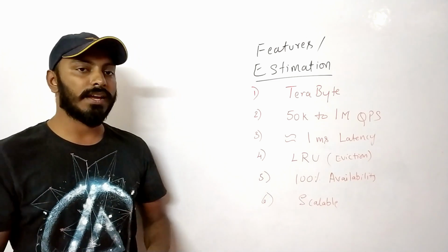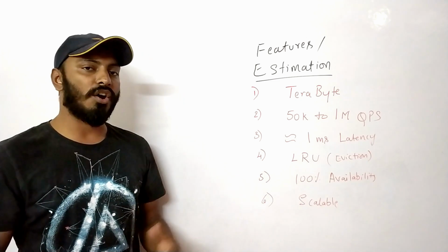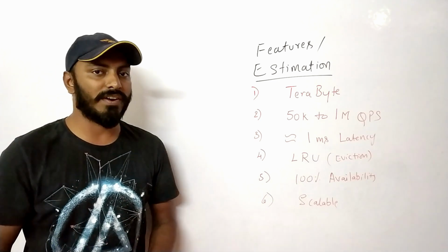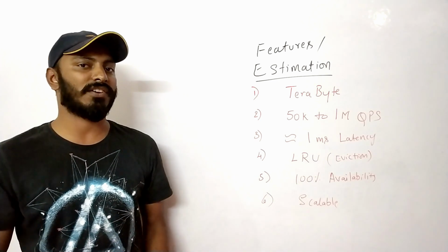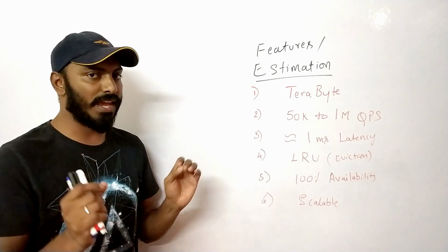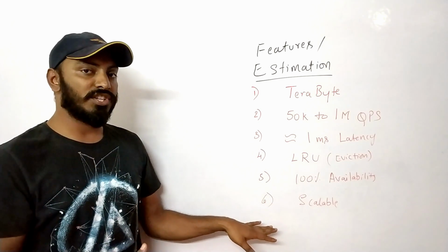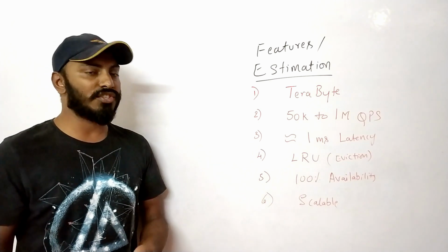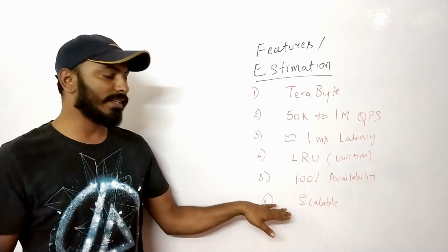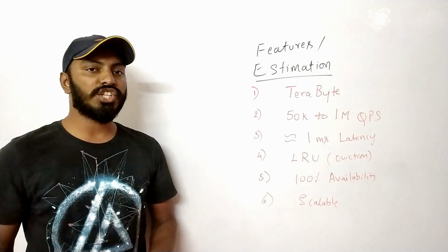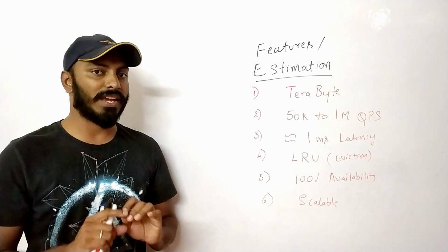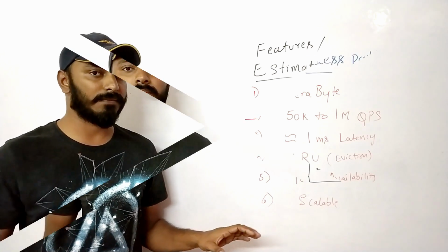The fifth one is availability. We're obviously expecting 100% availability because no one expects 50% or 80% availability. We want all of our servers to be up and running always. And as I mentioned, we are going to design a distributed cache system. That means it is scalable. We need to add more and more servers so that we can scale the system horizontally.